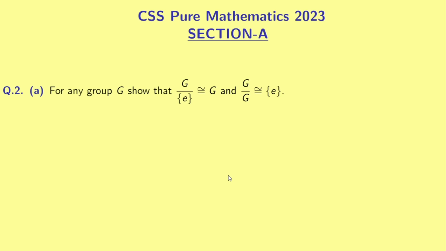For any group G, show that the quotient group G by this set here, whose unique element is the identity E, is isomorphic to G, and show that the quotient group G by G is isomorphic to the set whose only element is the identity element. Okay, as we will see, this question is a straightforward application of the first homomorphism theorem for groups. So let us recall the statement of this theorem and let's see what we can do with it.